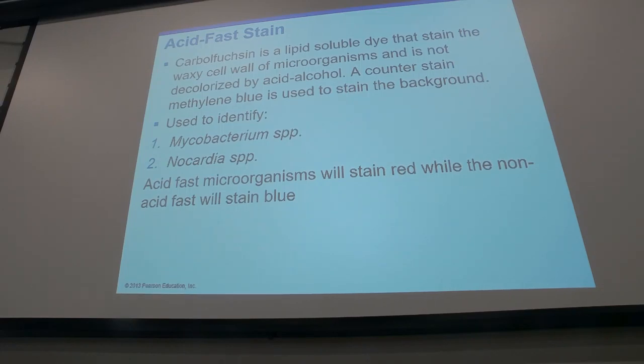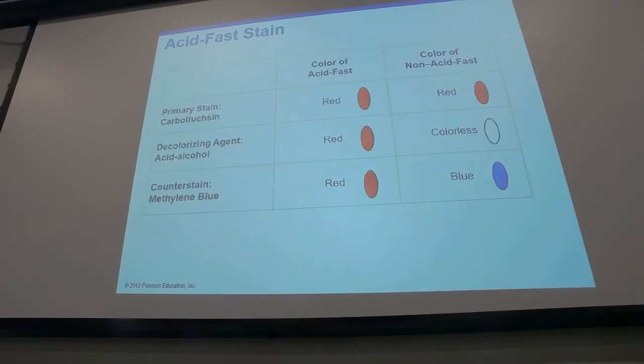And in this case, you keep this sample in vaporizing water with carbolfuchsin for 5 minutes. Then you withdraw it from there. You take off the filter paper, you rinse the excess of carbolfuchsin, now you add the decolorizing agent, and then you rinse it, and then you add the counter stain, you leave it for 1 minute, and then you rinse it again, and then you let it air dry, and you look under the microscope. So acid-fast will stain red, while non-acid-fast will stain blue, and these are the steps.